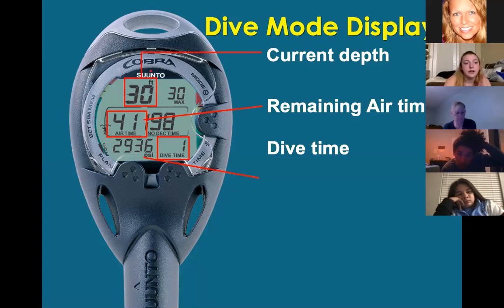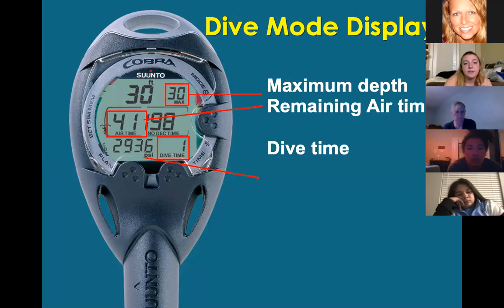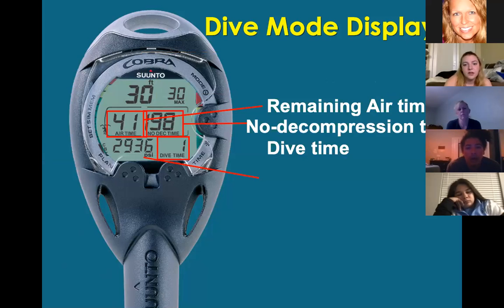It's giving you their current depth. So this person's at 30 feet, and then it's going to tell you your maximum depth. So they can't go deeper than 30 feet. And then that's your no decompression time. So they have 41 minutes of air time left, but if they go over 198, they're going to need to do a deco, which they won't have to worry about because they're going to run out of air before they get to their decompression time.